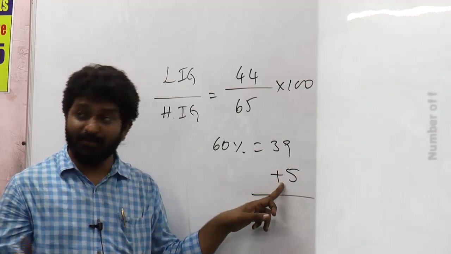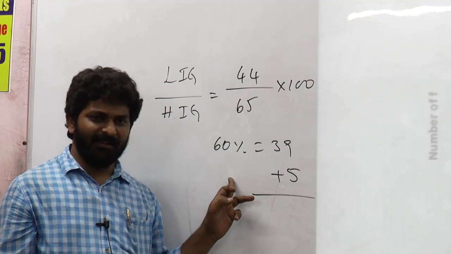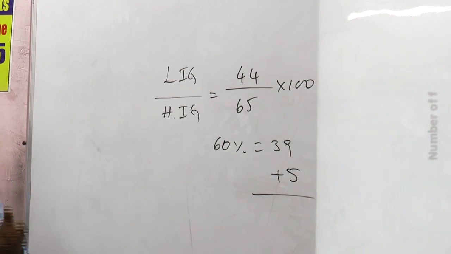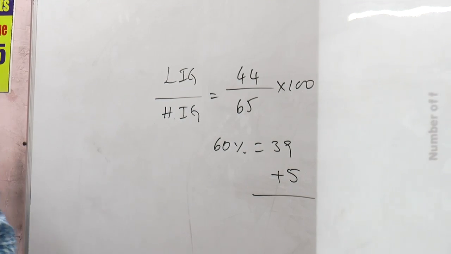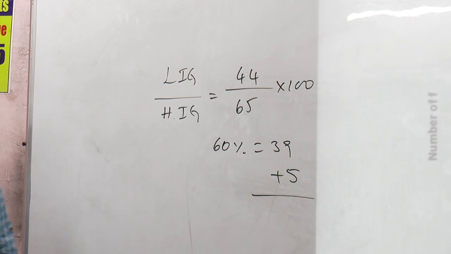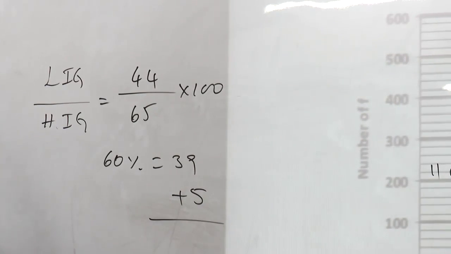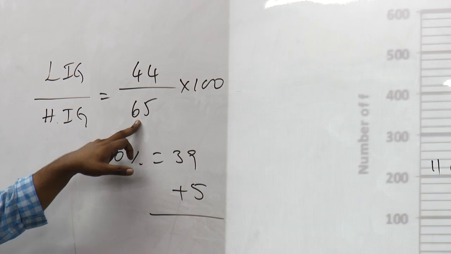You need to understand what percentage 5 forms here. What about 10%? 6 and a half. The answer is less than that. So more than 60% but less than 70%. How many options are there? You should see only 2: 67 or 69. 63 will not come into the picture, because 1% is 0.65, so 3% would be nearby 2.